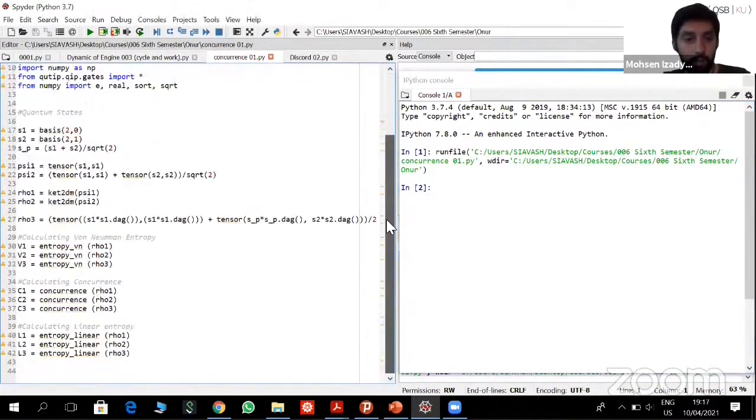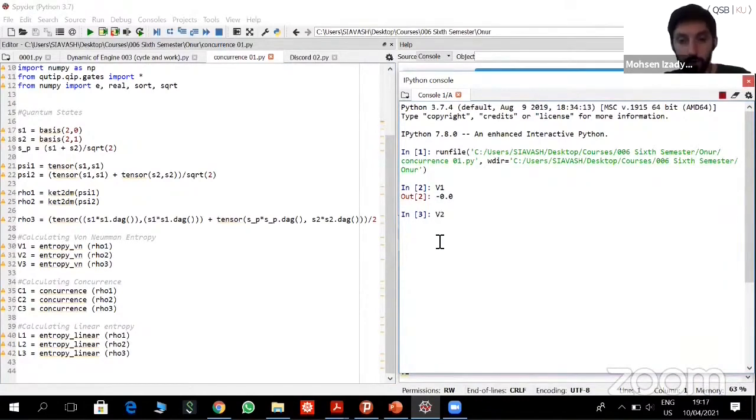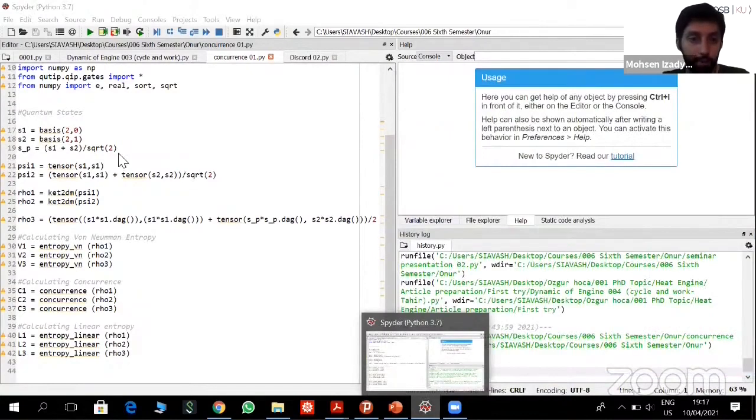So, okay, now you can see here, this is V1. I can write here print V1 and V2. I didn't do it, but you can find that when I call V1 and V2, it's again about 3. For the concurrence, we know the second example was the entangled states. So you can see here, I wrote them here.